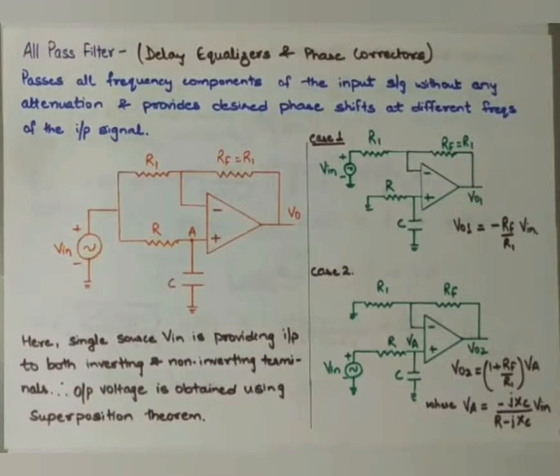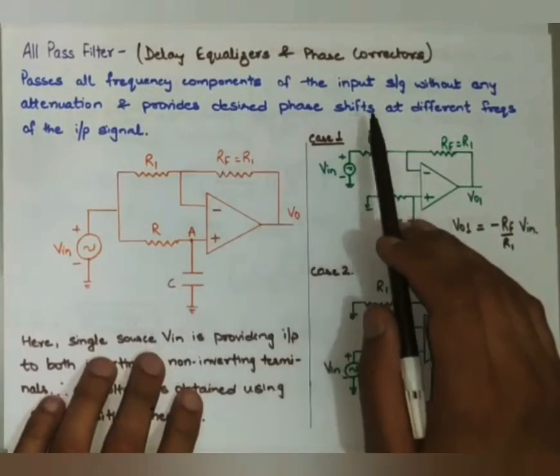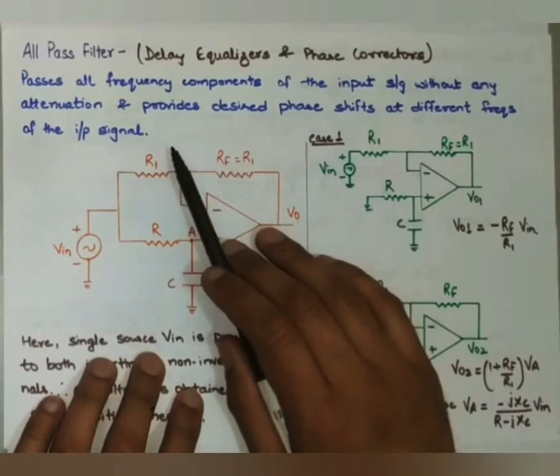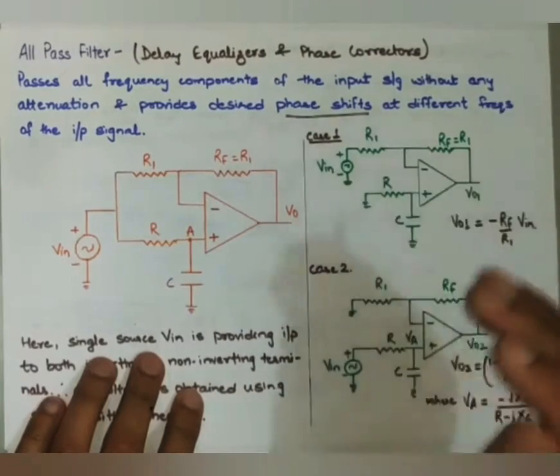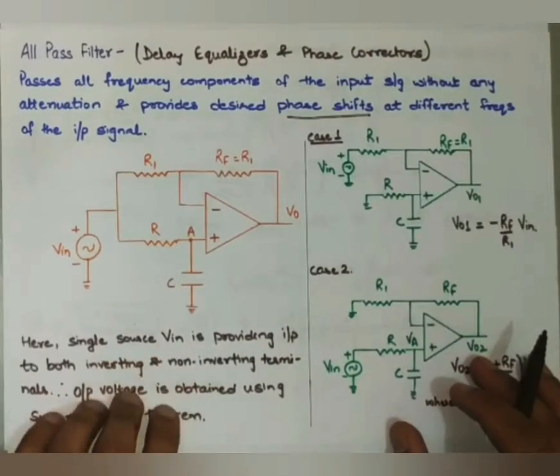Today I will discuss all pass filters. In my previous videos, we have discussed different first and second order filters, and there we have seen that some part of the frequency component is attenuated by the filter and the rest of the part is allowed to pass. But an all pass filter passes all the frequency components of the input signal without any attenuation and provides the desired phase shift at different frequencies of the input signal.